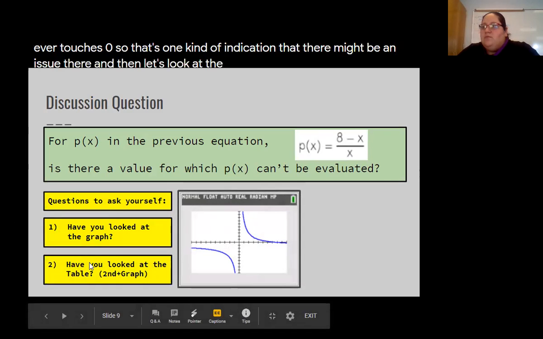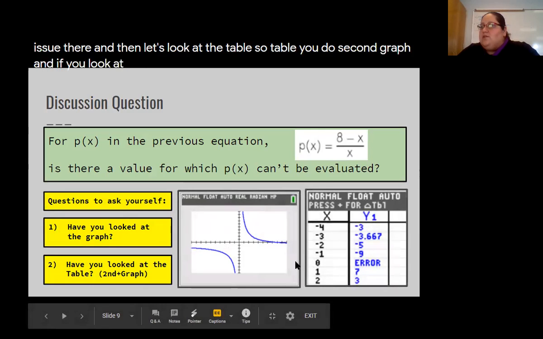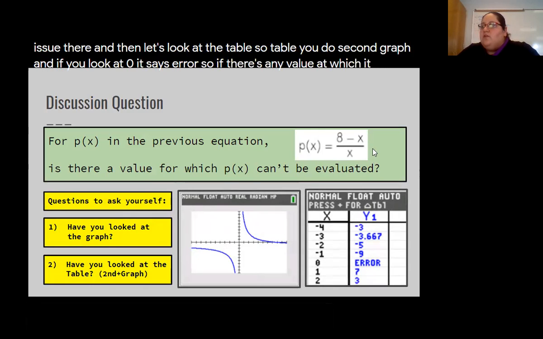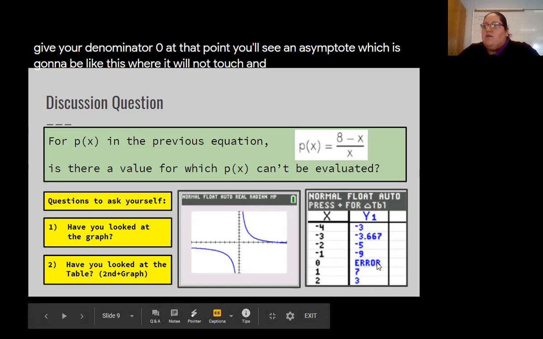And then let's look at the table. So table, you do second graph. And if you look at 0, it says error. So if there's any value at which it'll give you your denominator 0, at that point you'll see an asymptote, which is going to be like this, where it will not touch, and you'll get that error.